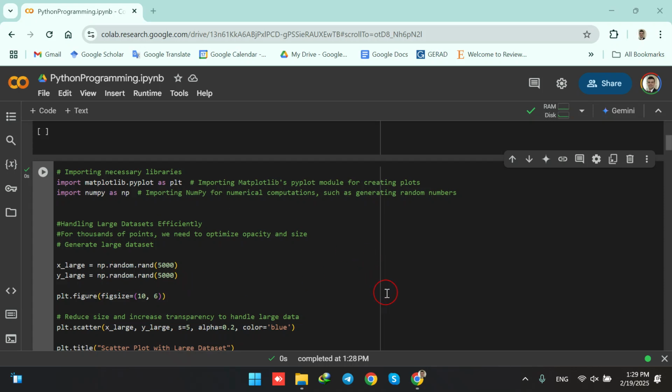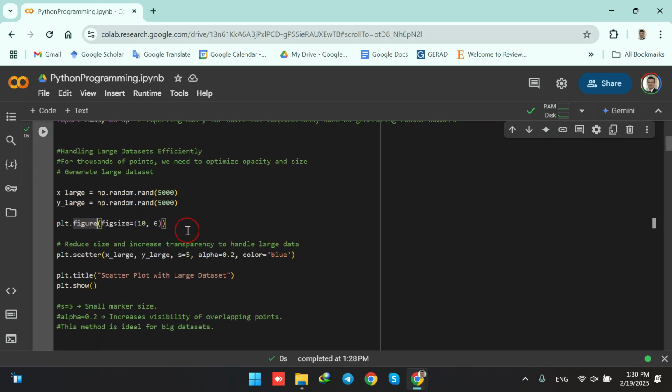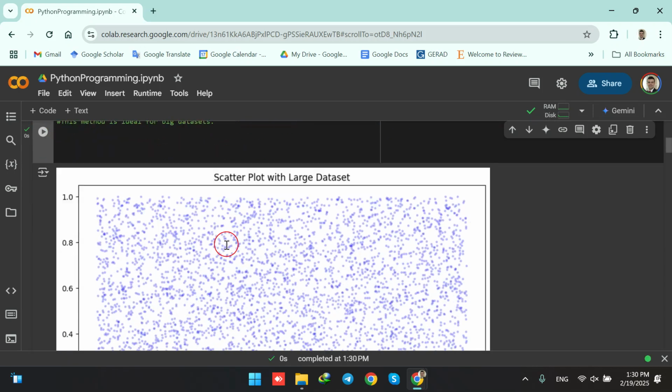Here we are assuming that we have 5,000 points and we need to optimize it. How to do that? Here we are generating 5,000 x coordinates and 5,000 y coordinates, and then we have the plot size. Here we are saying 10 by 10 inches by 6 inches. Then we would like to plot it. So first of all, let's go and see the plot.